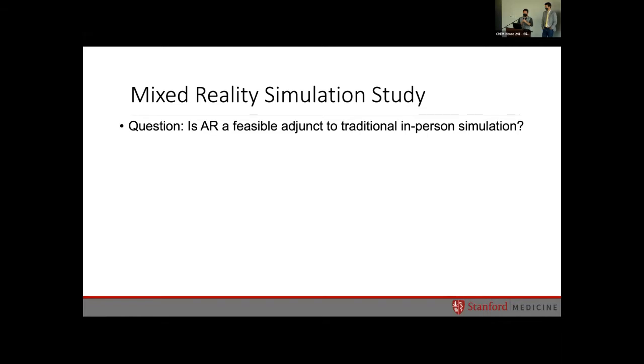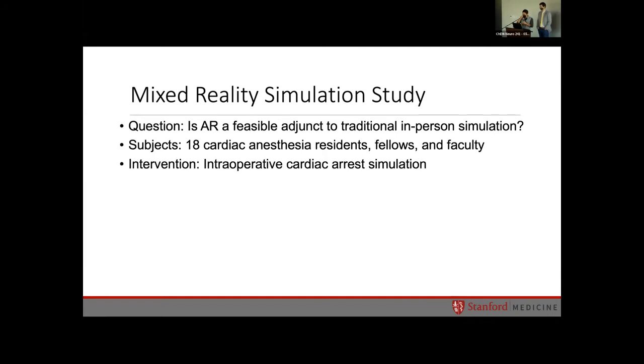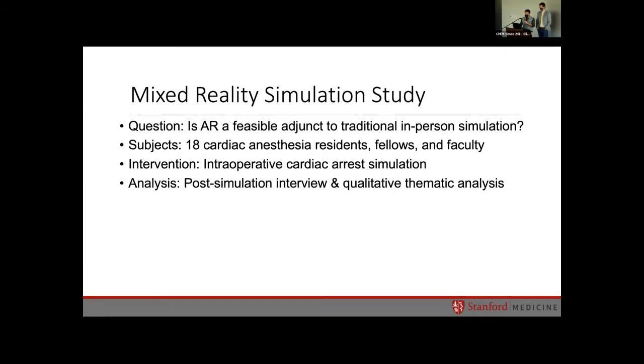Is AR technology a feasible adjunct or supplement to traditional in-person simulation? So I found 18 of my cardiac anesthesia colleagues, residents and fellows, and I put them through an intraoperative cardiac arrest simulation, and we'll see a video of that in a second. After the simulations, we sat them down and did a structured interview and performed thematic analysis to essentially try to figure out what the global impression of these experiences were.